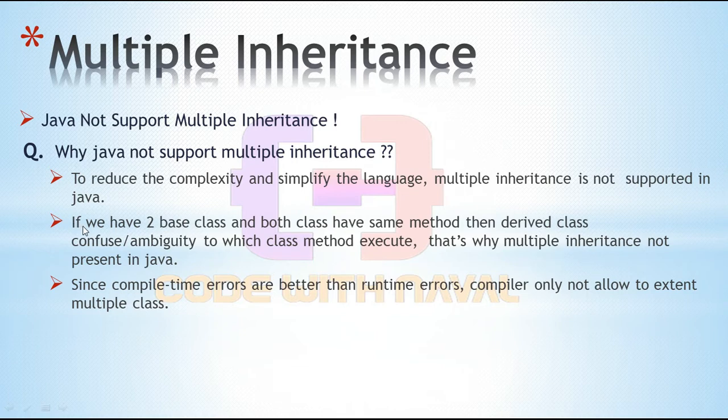Then the second point is, if we have two base classes and both classes have the same method, then the derived class gets confused and it creates ambiguity about which class's method to execute. That's why multiple inheritance is not present in Java. Then, since a compile time error is better than a runtime error, the compiler does not allow extending multiple classes. If you try to extend multiple classes, then the compiler throws an error. Because of these few points, Java does not support multiple inheritance.